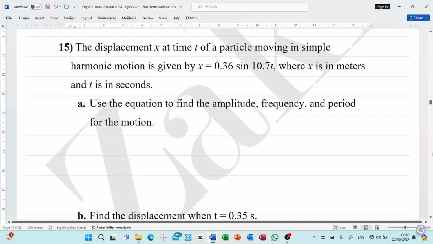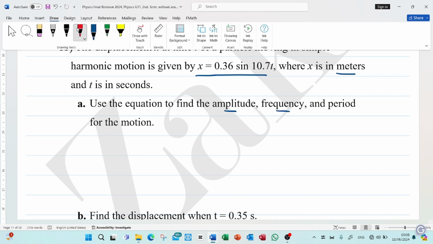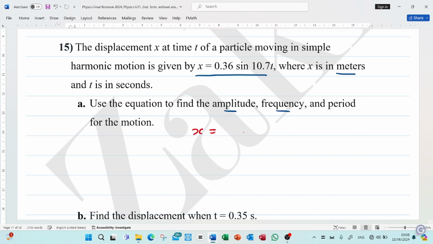Displacement x at time t of a particle moving in simple harmonic motion. So this is the equation, where x is in meters. Use the equation to find the amplitude, frequency, and period of motion. Just compare this equation to the equation x equals x naught sine omega t.